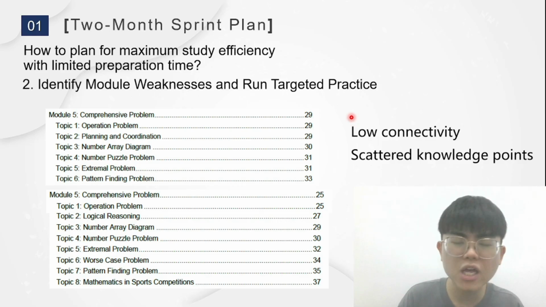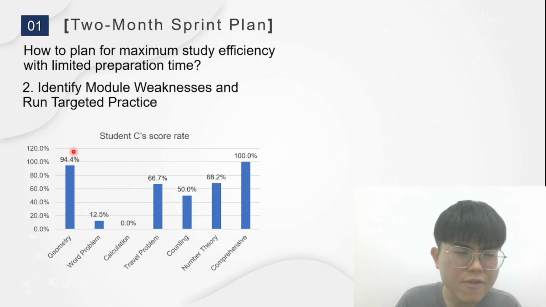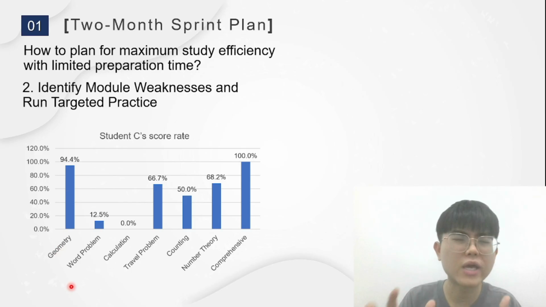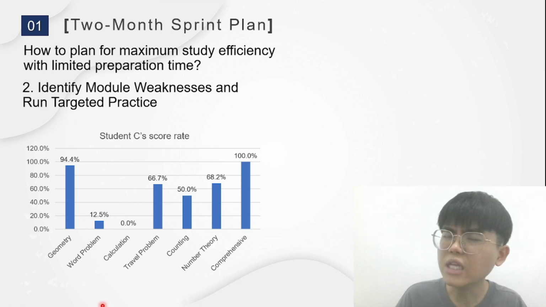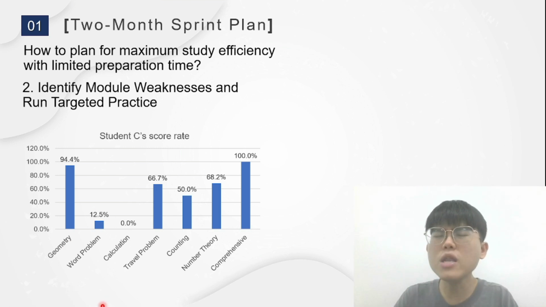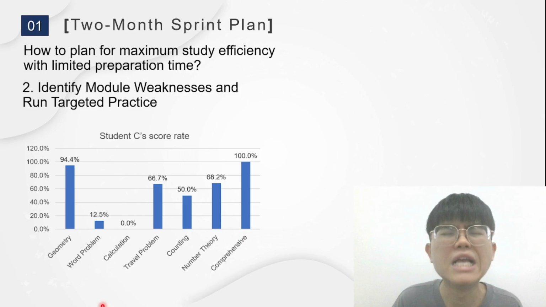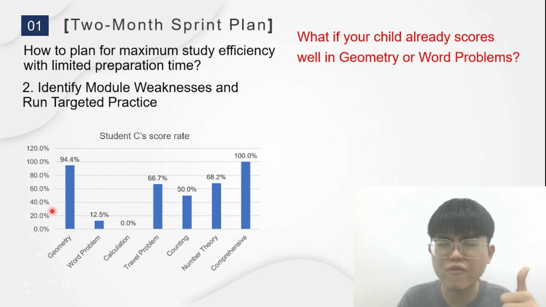And now, if we take a look at the other student, which is student C right here. As you can see, student C has 100% in comprehensive and 94.4 in geometry. So definitely, this student doesn't have to look at the geometry questions only. We now look at the word problems. But everyone, if you only focus on the word problems, actually you still have some time to improve on the other modules. So everyone, in this case, if let's say the geometry module you already did very, very well.